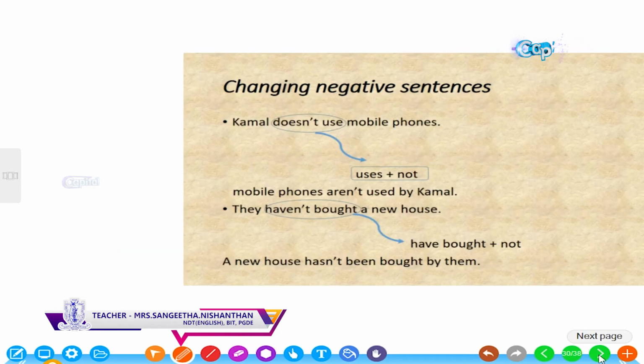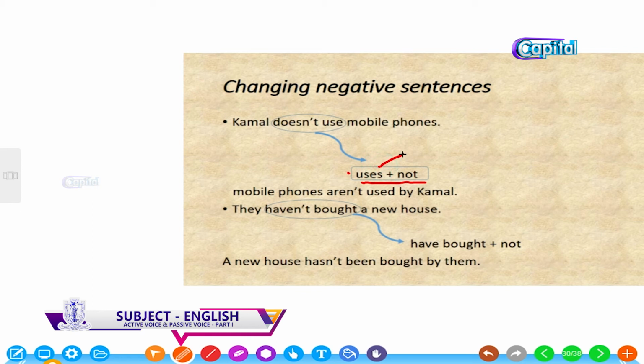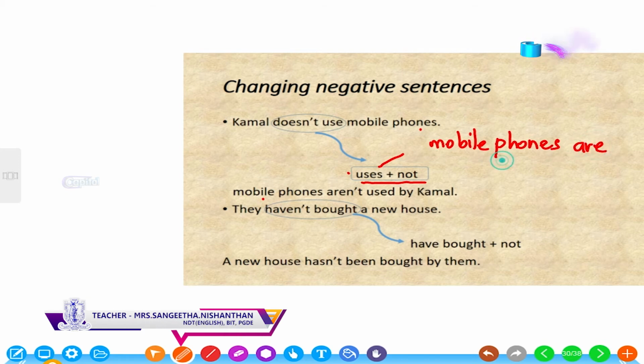When changing negative sentences: Kamal does not use mobile phones. Actually, the does plus use was uses there, and when we make it negative, we separate the does from the use and make it does not. So, imagine that it is uses plus not. The mobile phones is the object, plural and simple present tense. So, the be verb is are, mobile phones are, the past participle of use is used.